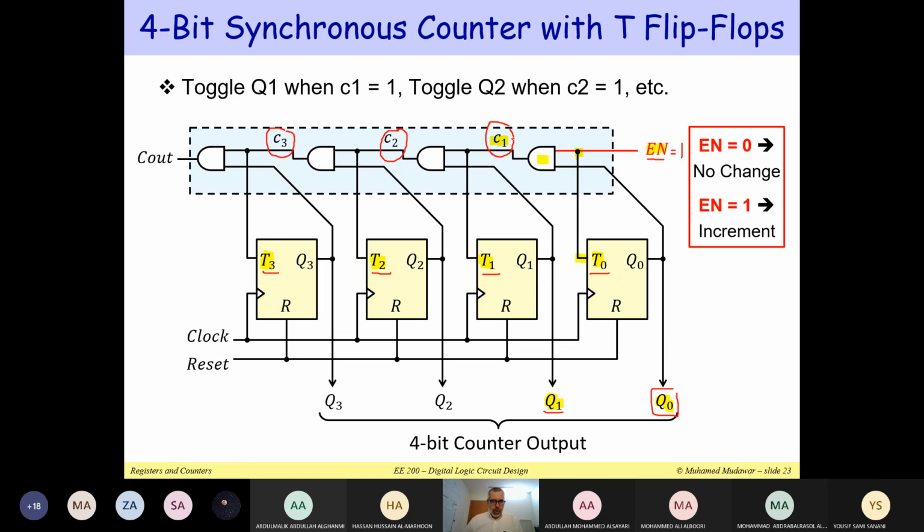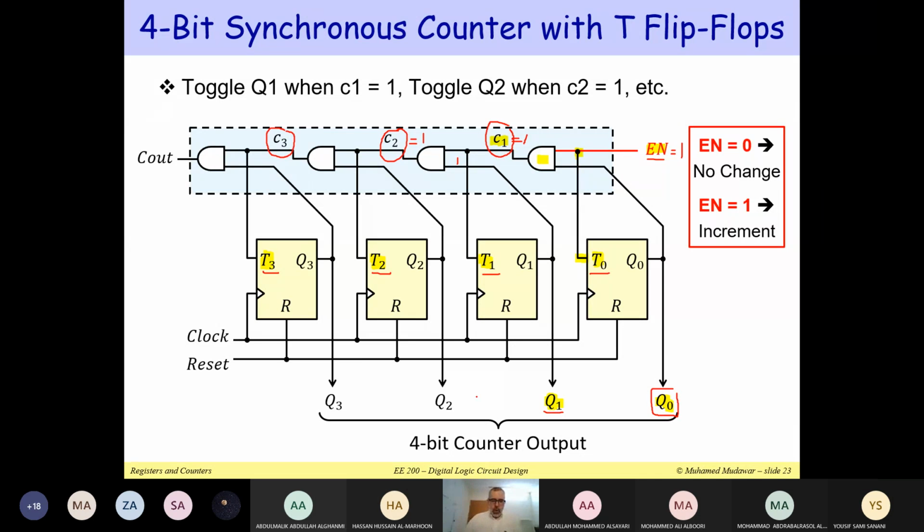So we have C1 is equal to 1. And this is equal to 1, which is Q1. So this will give me C2 is equal to 1. And when we get C2 is equal to 1, we toggle T2. So we toggle Q2. So if Q2 was 0, it becomes 1. And if it is 1, it becomes 0.